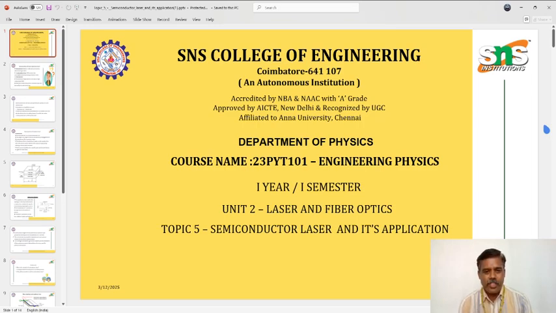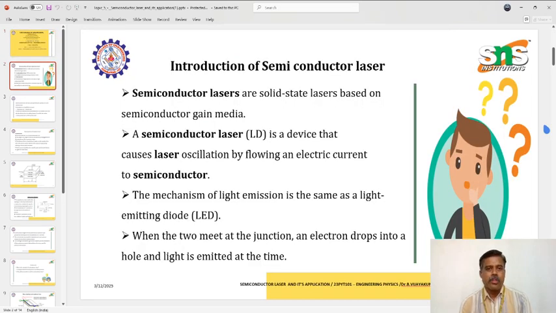Another video lecture to start from today is semiconductor laser and its applications. It's under laser and fiber optics. So the introduction of semiconductor laser: it's a special type of solid state laser based on a semiconductor gain medium. We call this a laser diode. It is a device that causes laser oscillation by flowing an electric current to a semiconductor.